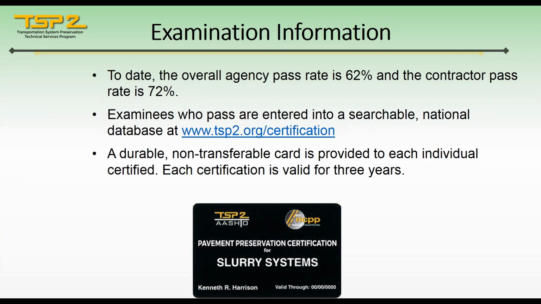So for the examinees who pass the certification exam, they're entered into a searchable national database on the TSP2 website and are issued a durable, non-transferable card, which looks like the one on your screen. The certification will stay valid for 3 years. The purpose of the card itself is to present it on the job site to know who has the certification. If someone is on the job site and they don't have the card, then you're able to go to the database and search by name or employer, and it'll show the date through which that person is certified.